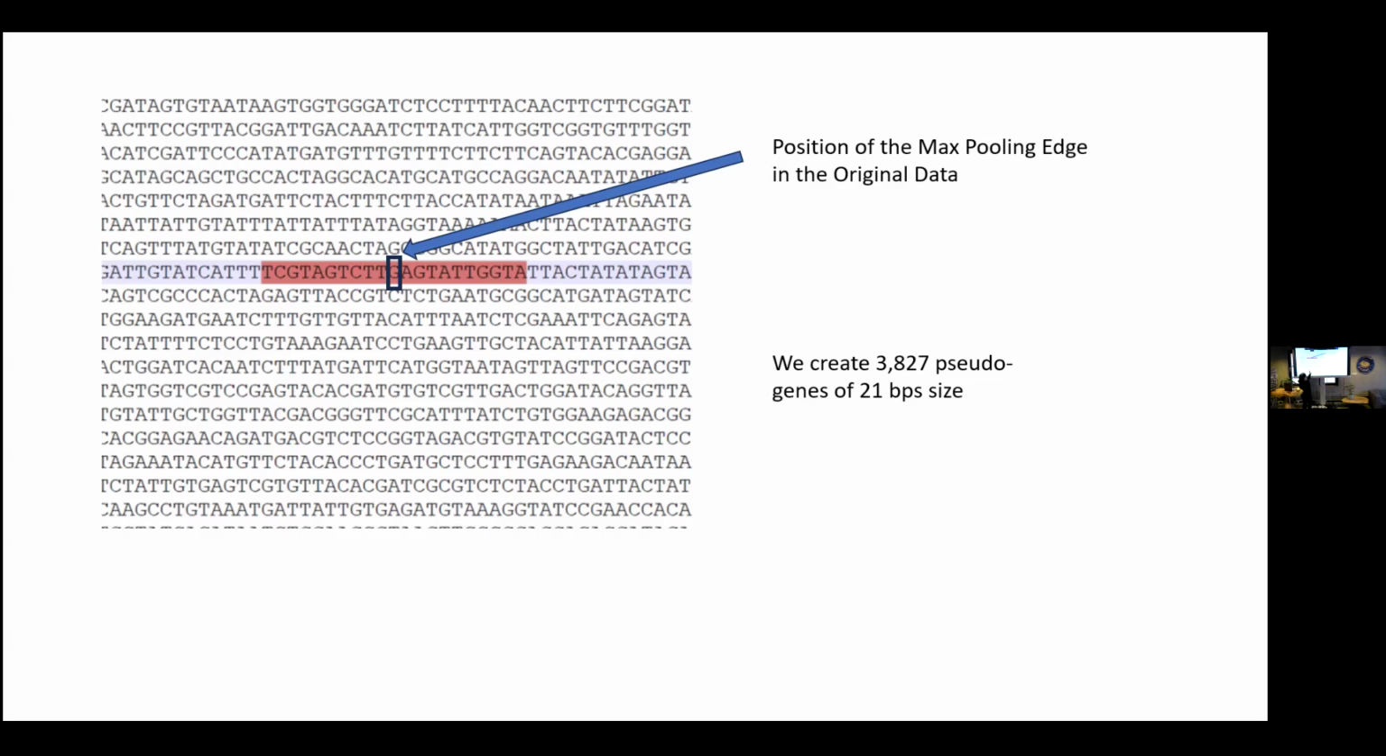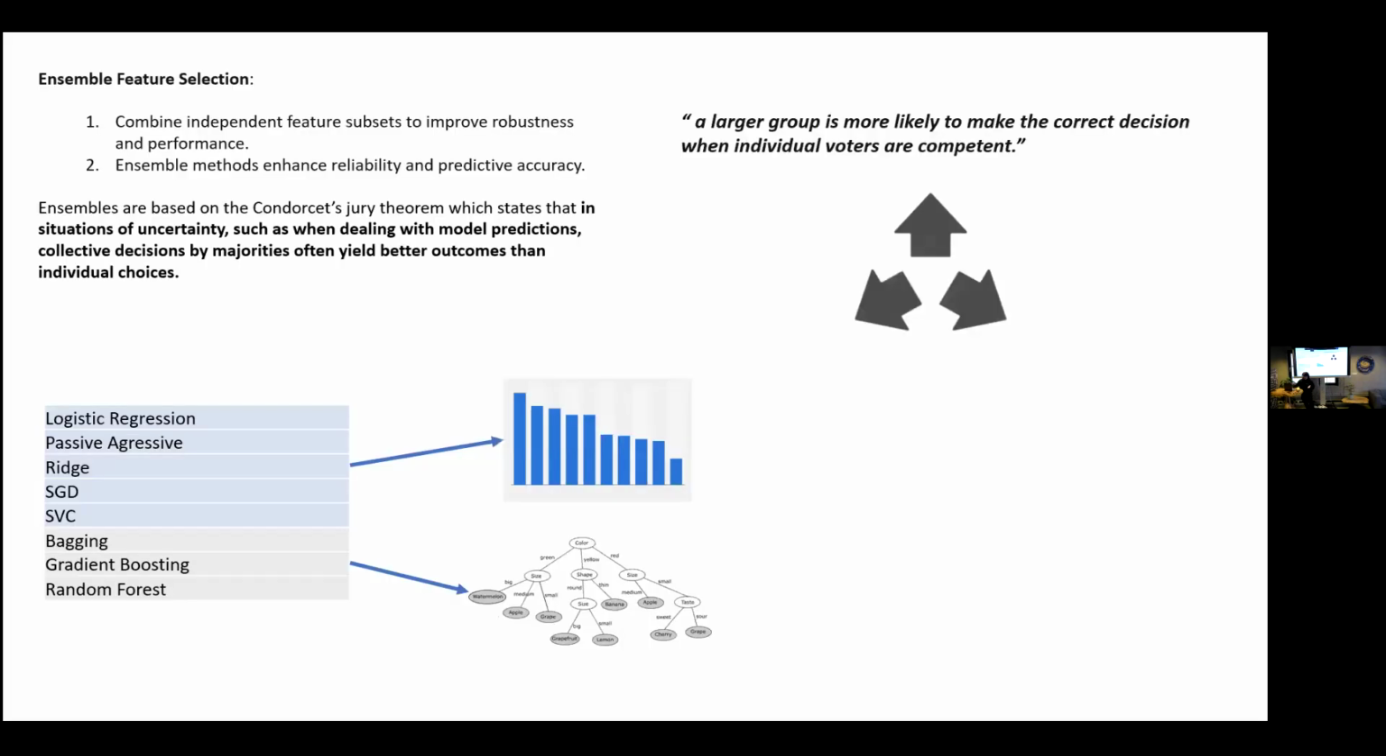So again, if we go from the edge, we create pseudogenes, and then we transform the problem into feature selection. Now, one of the things that we do a lot, my group, is recursive ensemble feature selection, and we have compared it to other methods, but I find it very interesting that it comes from the Condorcet Jury theorem, which is a larger group is more likely to make the correct decision when individual voters are competent. This means when they do not have a bias.